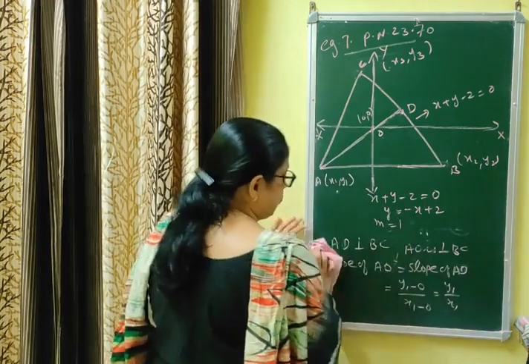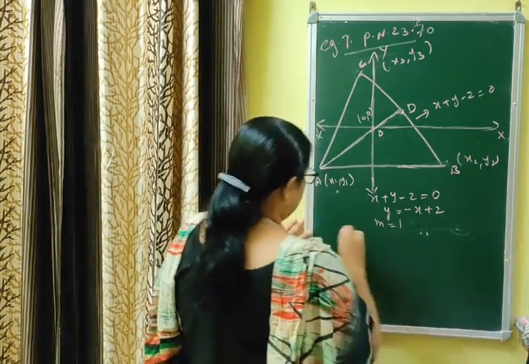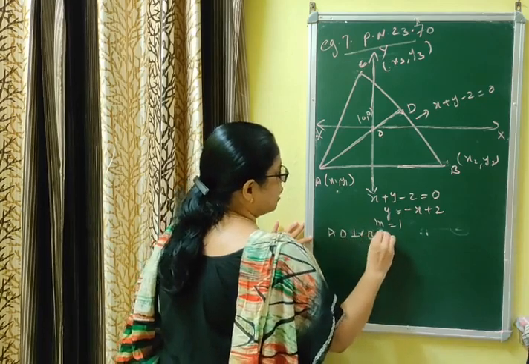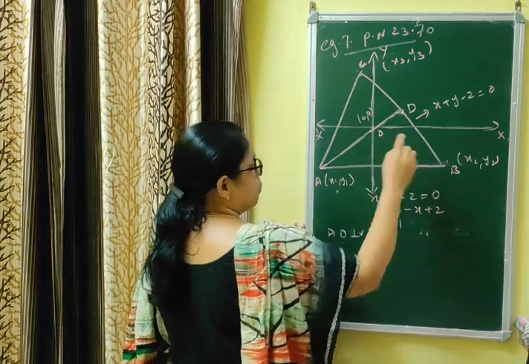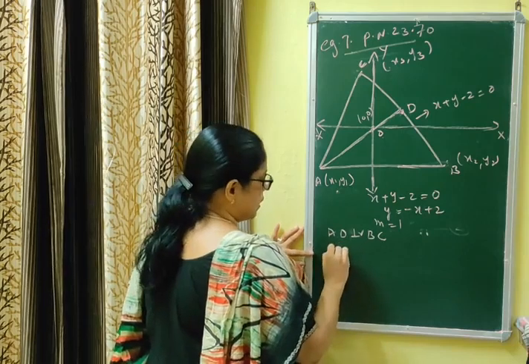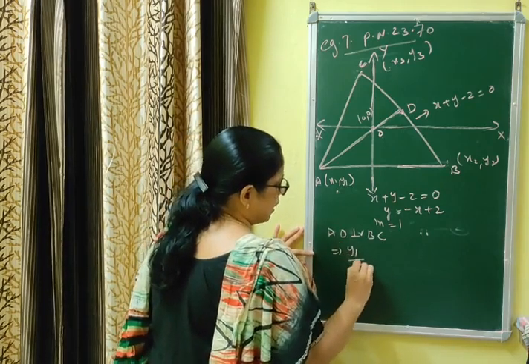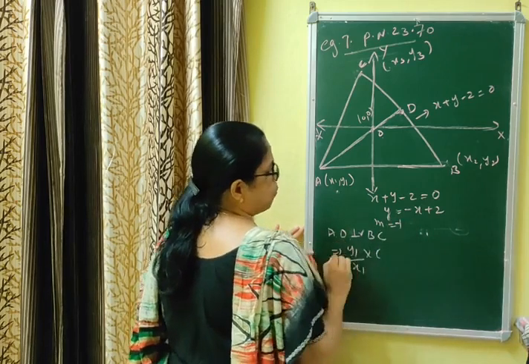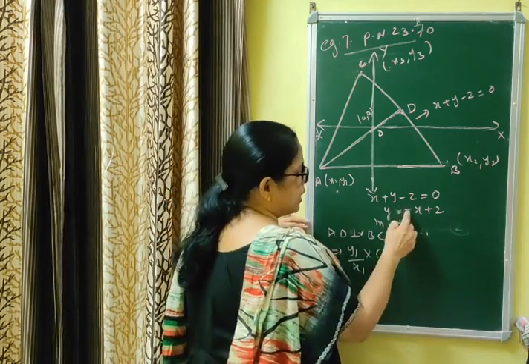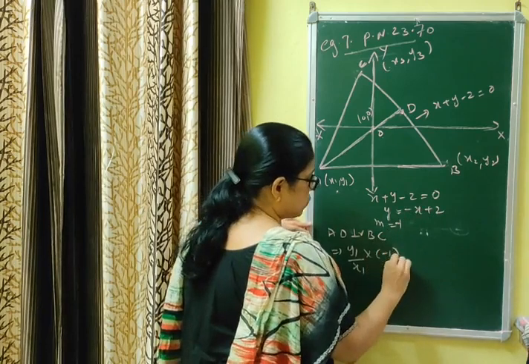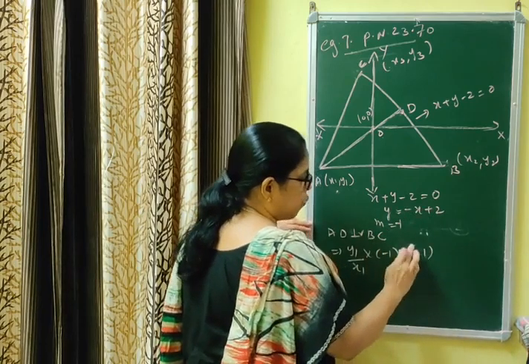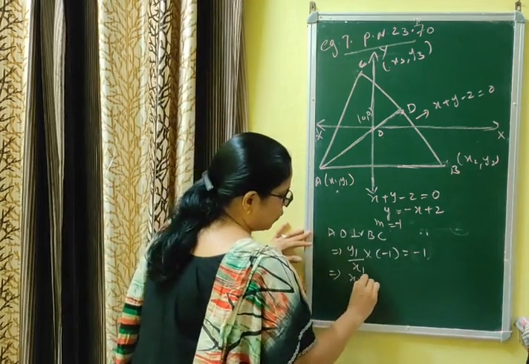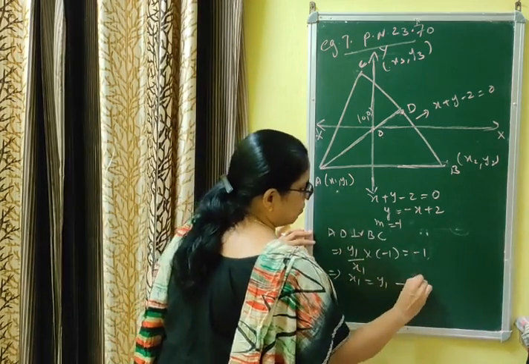Now since AD is perpendicular to BC, the slope of AD into the slope of BC equals -1. That implies y1 by x1, which we just found, into the slope of BC, which is -1, since for y equal to mx plus c, minus x plus c means slope -1. So y1 by x1 into -1 is equal to -1, by the formula m1 into m2 equal to -1. From this you get x1 equal to y1, that is equation number 3.